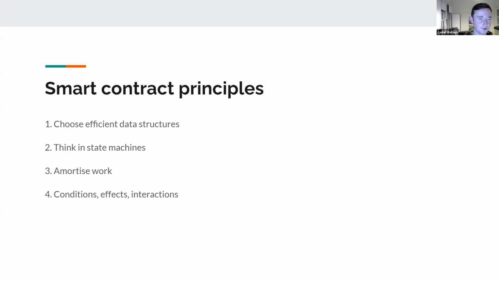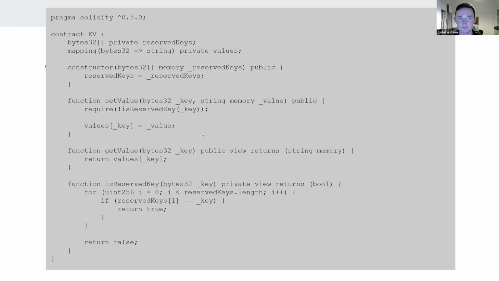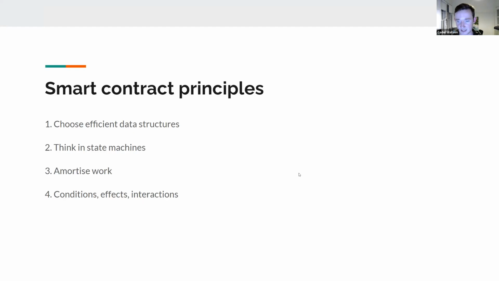But what I wanted to do is take each of these principles one at a time and work on a contract that illustrates that principle really well. So firstly, I'm going to start off with this choose efficient data structures principle. To do that, we're going to improve the KV, or the key value contract, that we've already got and see what this means in practice.